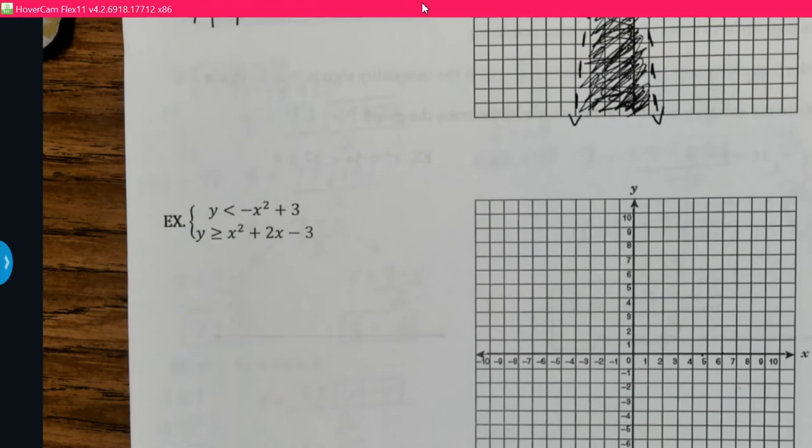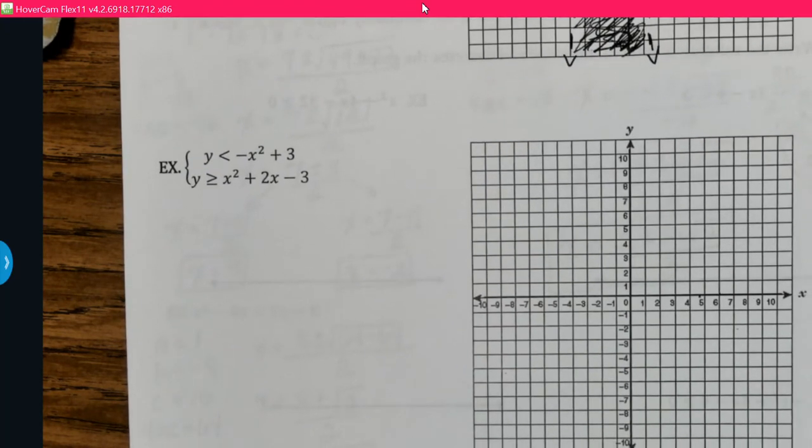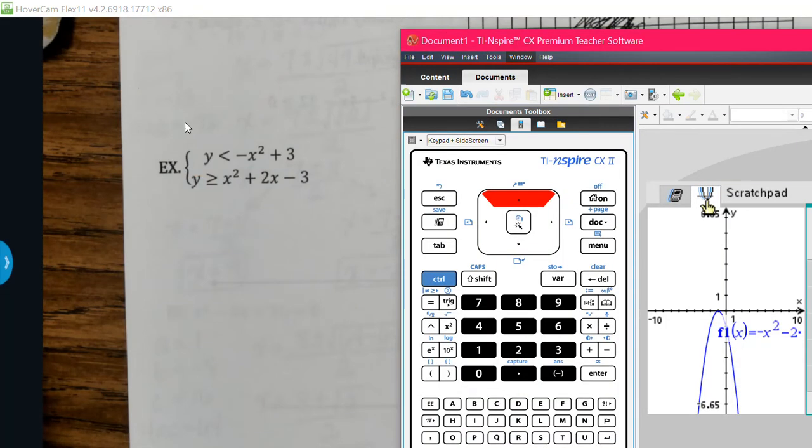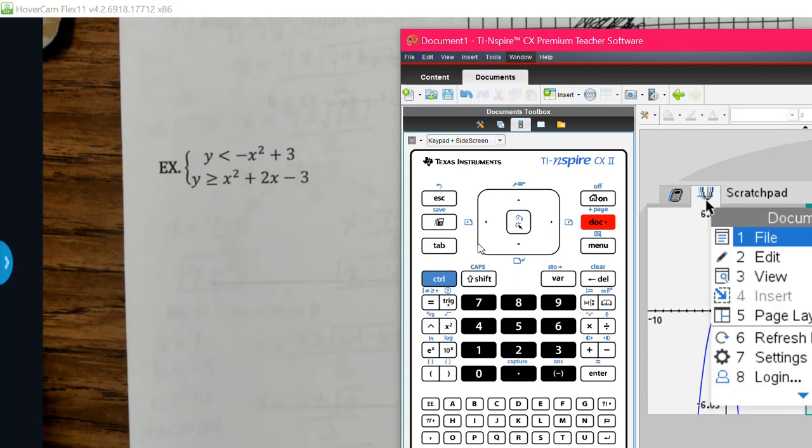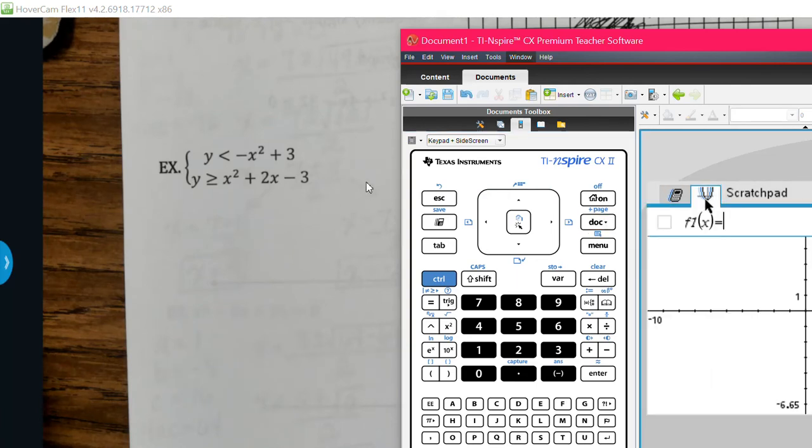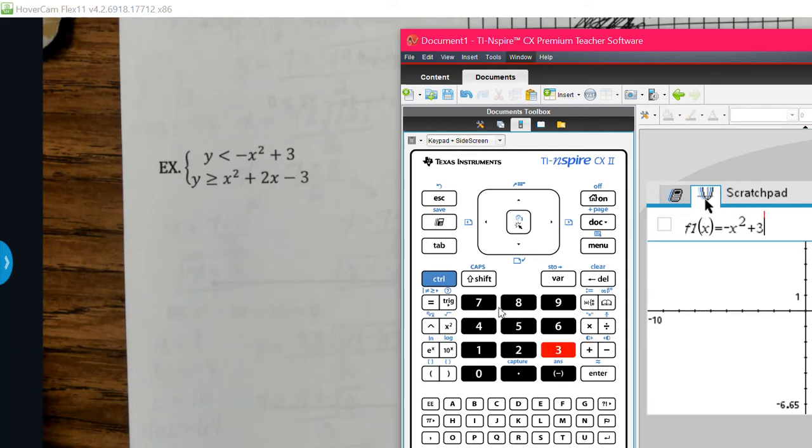Okay. So then that was just one quadratic inequality. Now we're going to do a system of quadratic inequalities. So you're going to have a table for both of those quadratic inequalities. I'm going to go ahead and clear my calculator and get back to the graph. And I'm going to plug in my negative x squared plus 3, and I'm going to get that table before I move on to the next one. So I graphed that negative x squared plus 3.